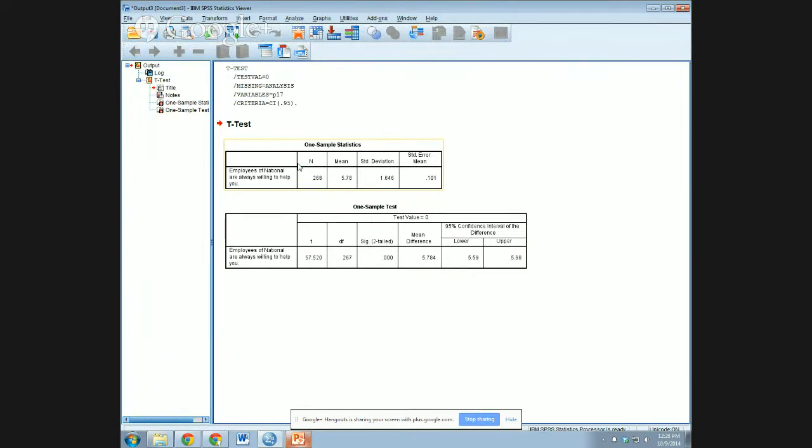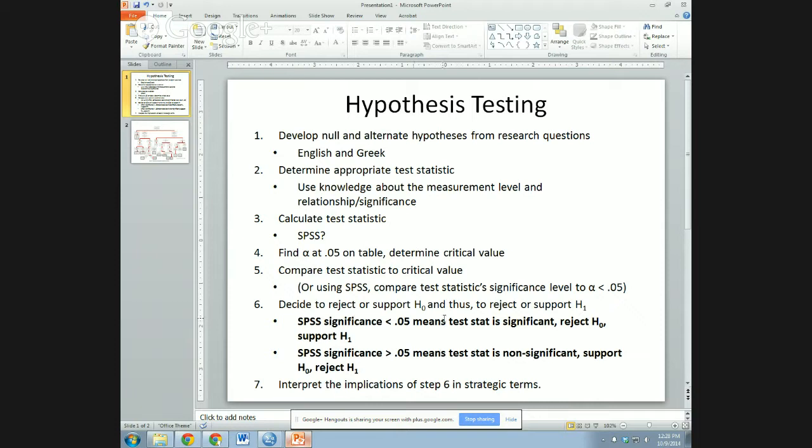In this instance, this is less than 0.05, so there is a significant difference between the sample and the population at p less than 0.05, right? Significant difference means the test statistic is significant. We reject the null hypothesis, support alternative.